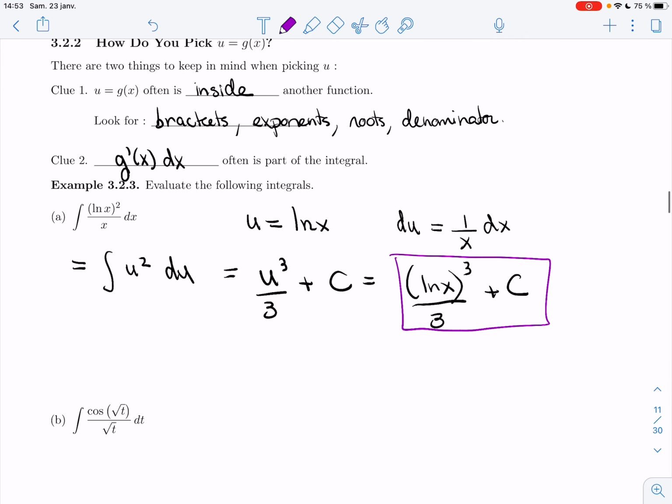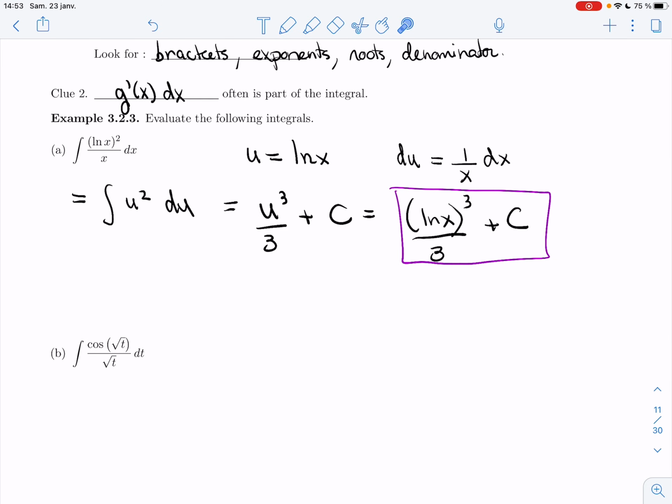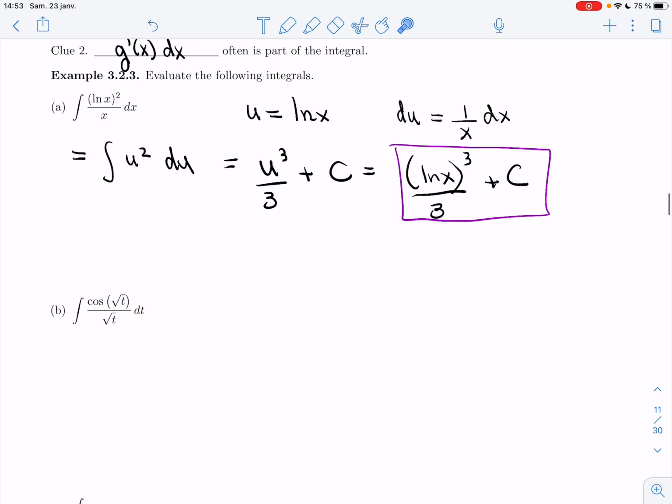All right, let's try another one. I have cosine of root of t. Notice that now my variable is t. It doesn't change anything, t or x or u. It's the same thing. It's just that I chose to call it t. All right, cosine of root of t. I have root of t inside the cosine.